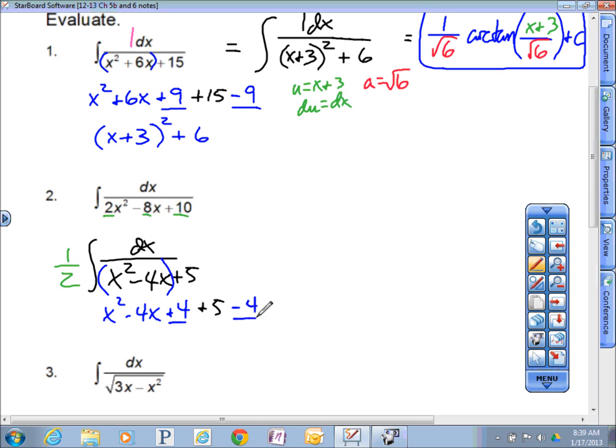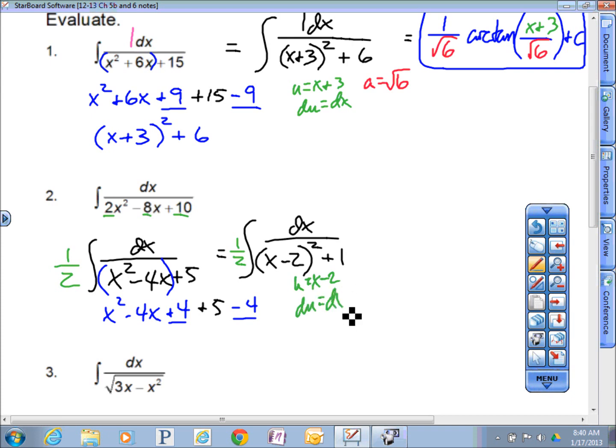So what I really have here when I rewrite my integral would be the integral with a 1/2 out in front of it because of what I factored out. I have a dx on the top, and on the bottom I have x minus 2 quantity squared, x squared minus 4x plus 4, plus a 1, and that looks like an arctangent. It looks like u is going to be x minus 2. So du would be dx. I don't have to put anything in the problem. And it looks like a nice a there. It looks like a is going to be 1.